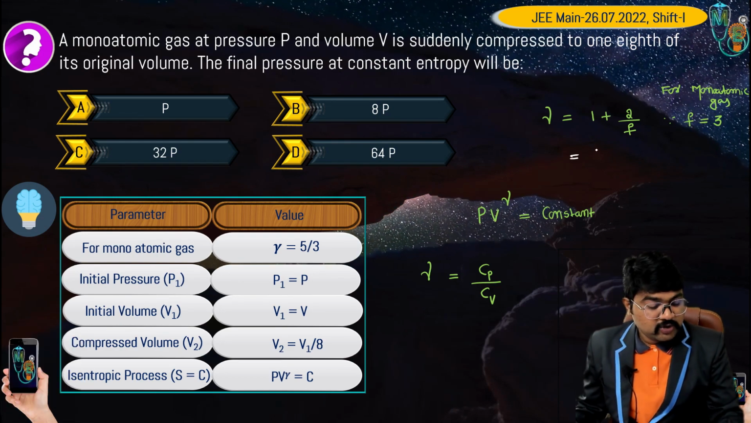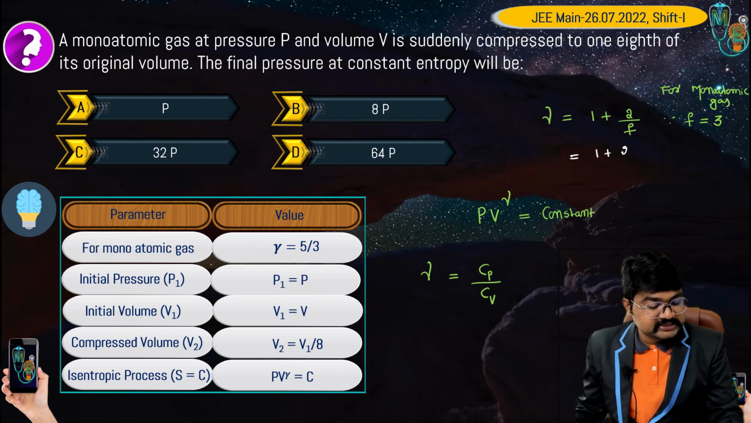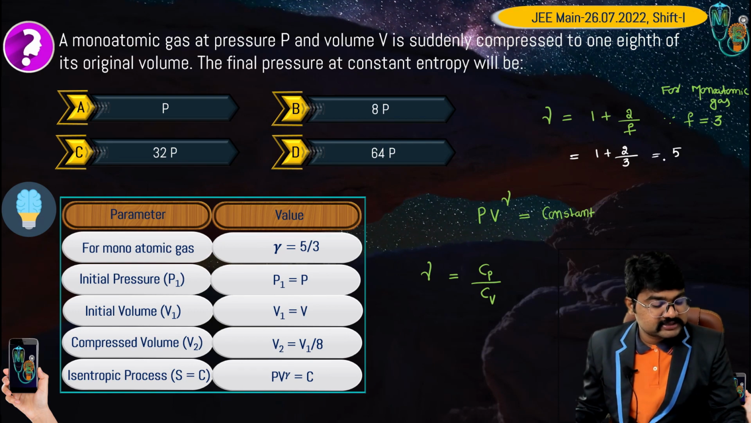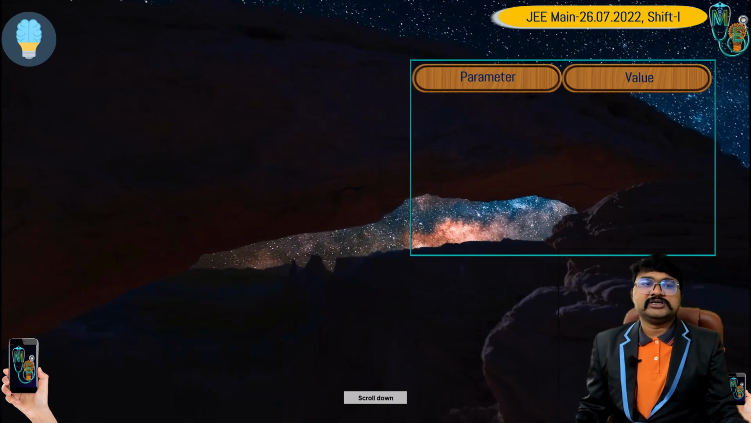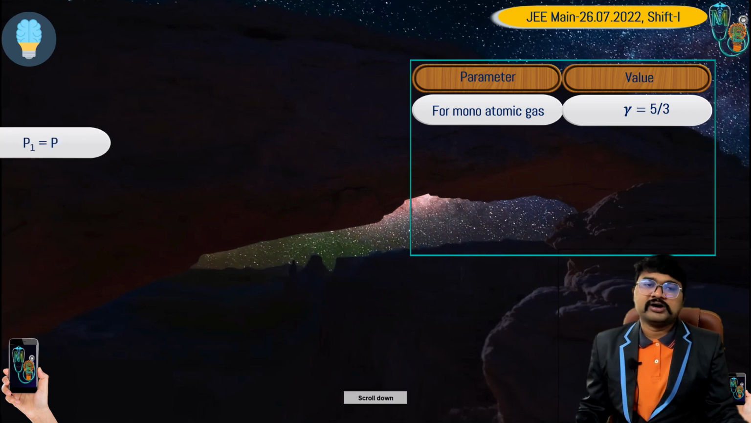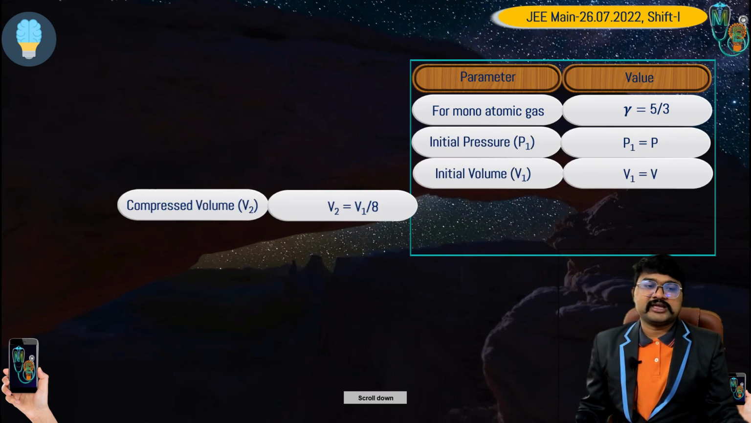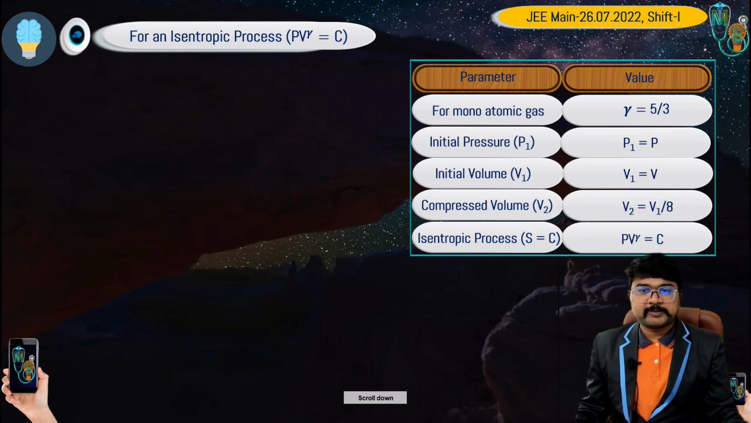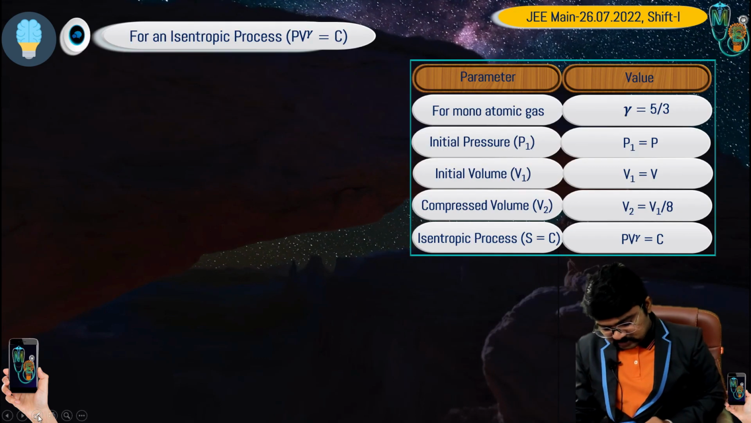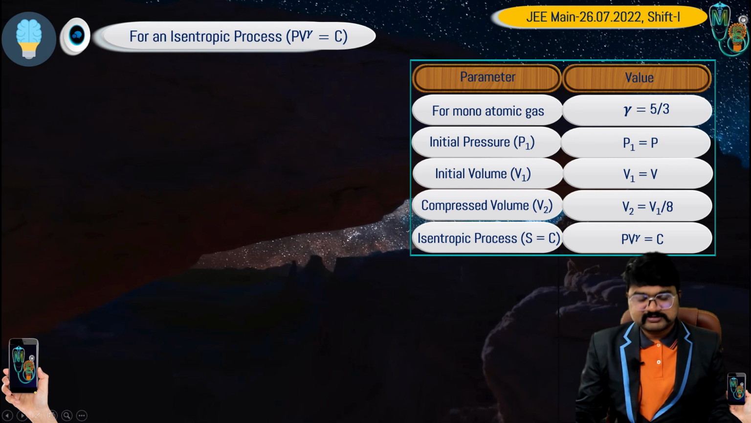You will be getting 1 plus 2 by 3 equals 5/3. Understood now? So here, this question was given in JEE Mains 2022 shift 1. So this is the given data. Isentropic process. For an isentropic process, PV power gamma equal to constant. It is very simple.